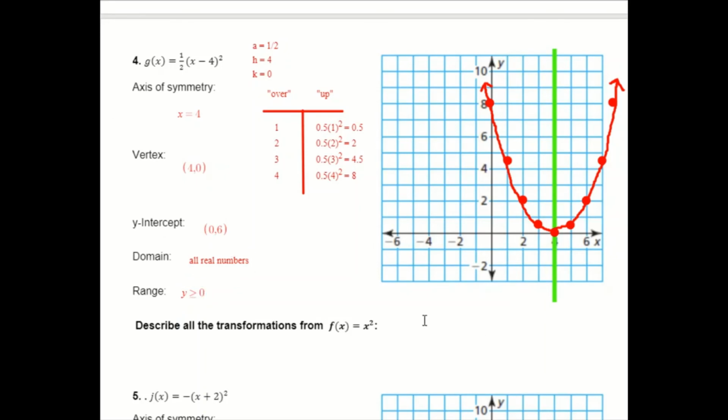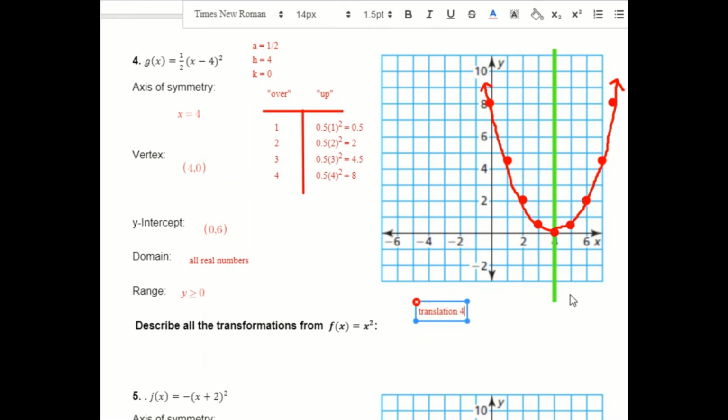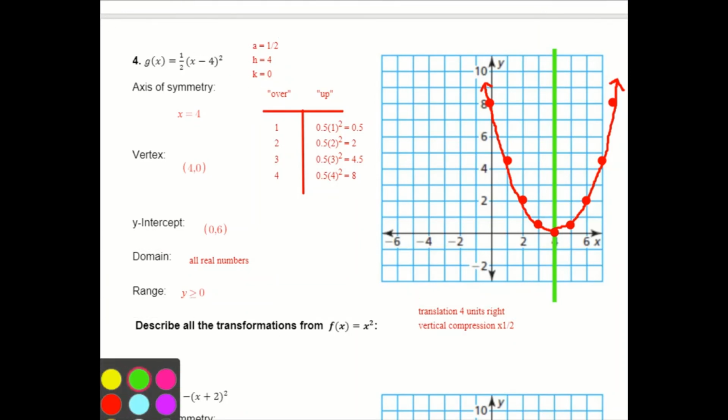So to describe the transformations here, we've got just two. This time we've got a shift or a translation 4 units to the right, and we have a vertical compression by a factor of 1/2. No vertical translation here because we're not adding a k value. Okay, looking good, looking good.